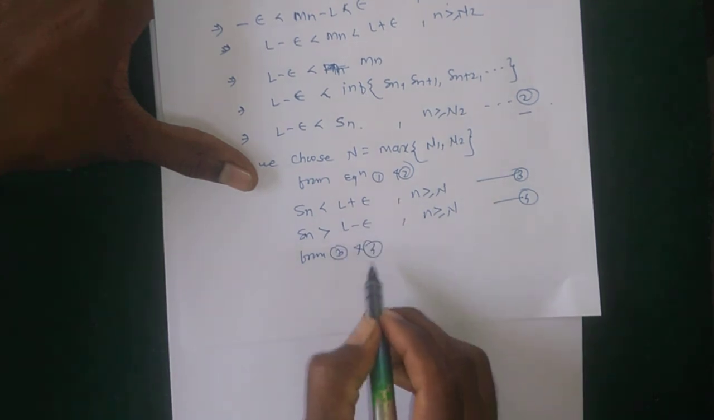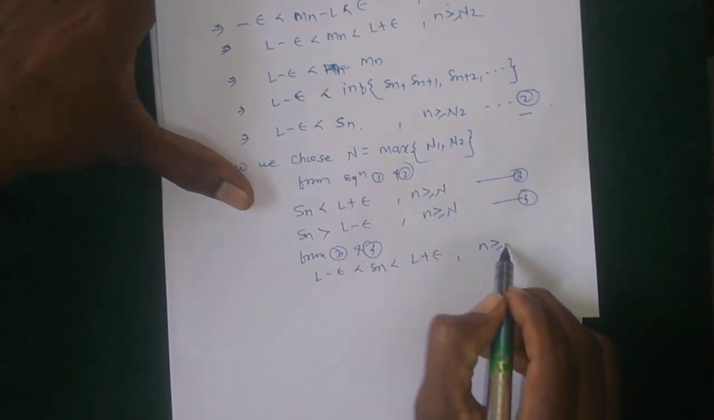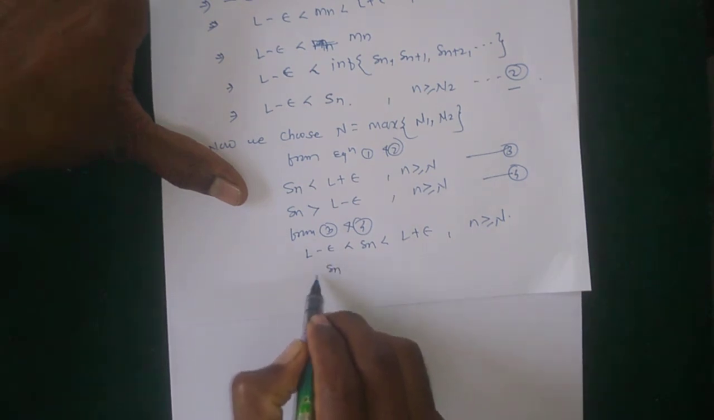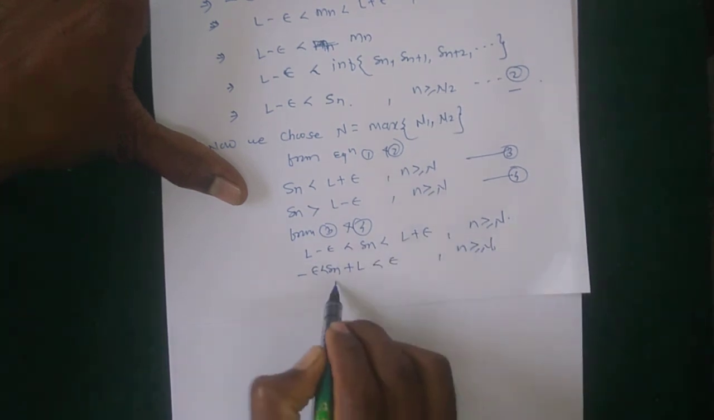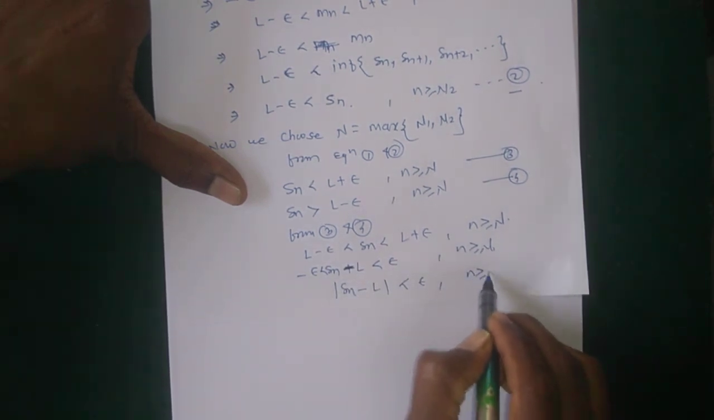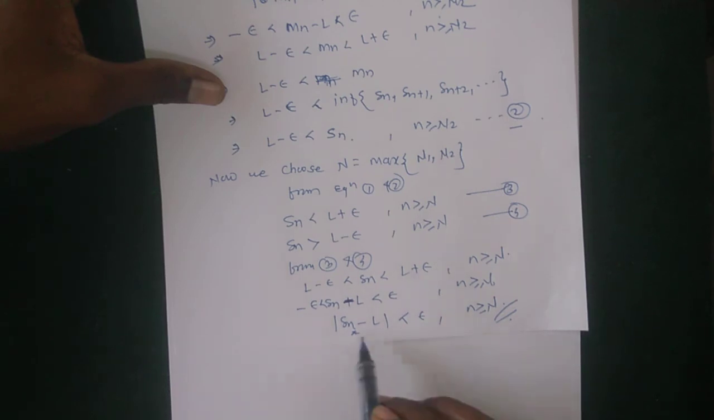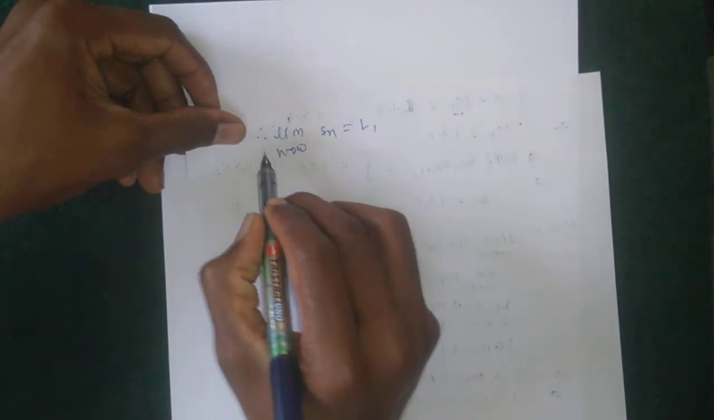Therefore from 3 and 4, L minus epsilon is less than Sn, which is less than L plus epsilon, whenever n is greater than or equal to N. Therefore minus epsilon is less than Sn minus L, which is less than epsilon, that is, mod Sn minus L is less than epsilon whenever n is greater than or equal to N. Therefore by the epsilon-n definition the given sequence Sn has limit L. Therefore the limit as n tends to infinity of Sn is L. This is our proof, and it is a very simple proof.